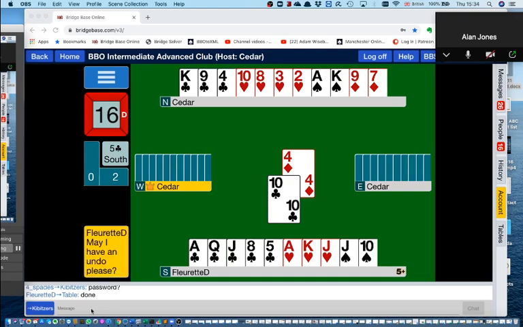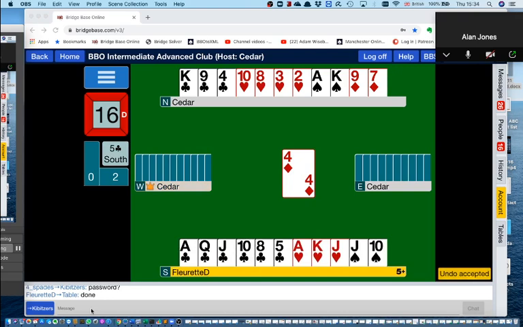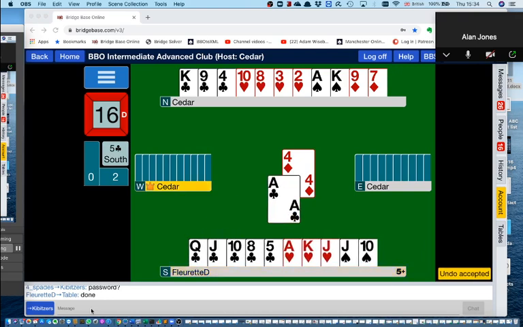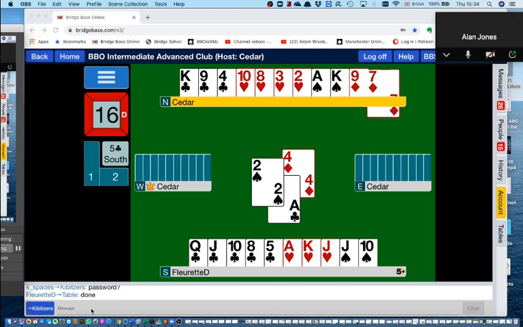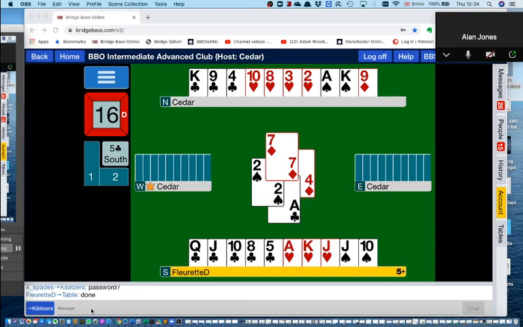Oh, you want to go for your 10 style points, do you, Florette? Okay, yeah, why not? Go for 10 style points. Makes no difference, of course. The 8, because you've got plenty of entries to dummy anyway. But if you want rewards from your teacher about how excellent your play is, 10 style points at the moment.